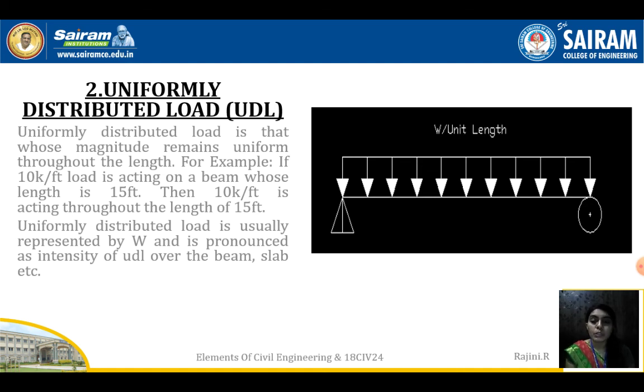Uniformly distributed load is usually represented by W and is pronounced as the intensity of UDL over the beam. Usually we are not calling it a load, we are calling it the intensity of the UDL, because the UDL carries the same load throughout the beam from one end to the other end. So that is all about the UDL.